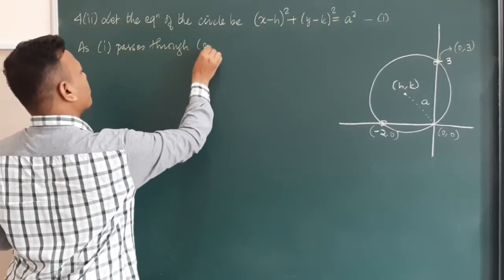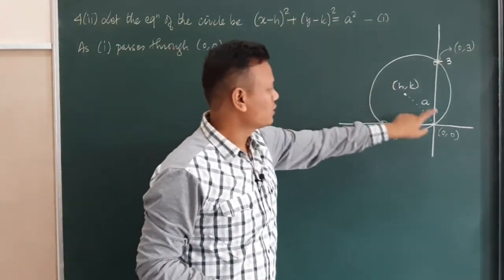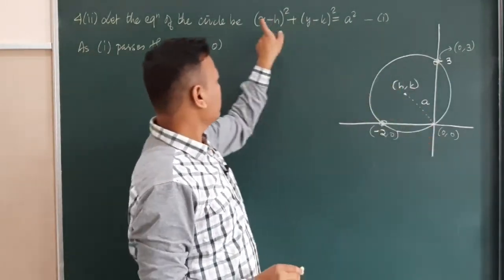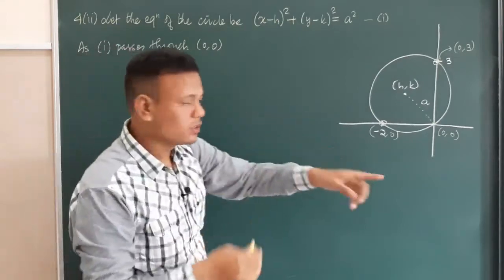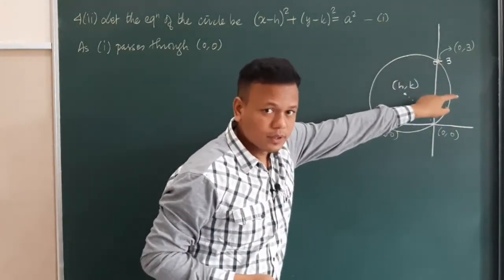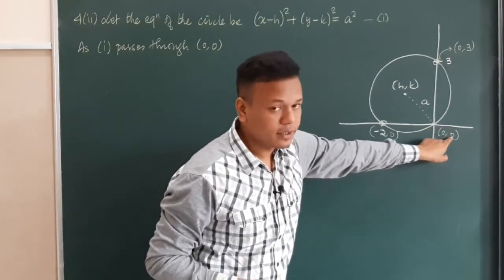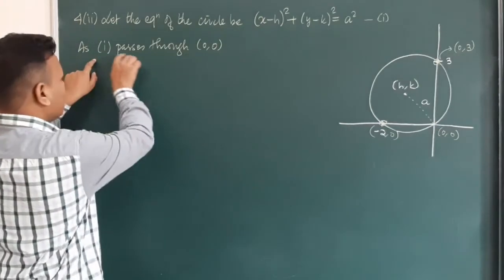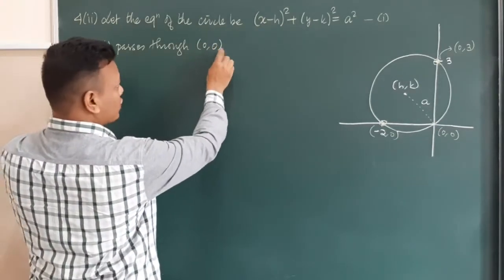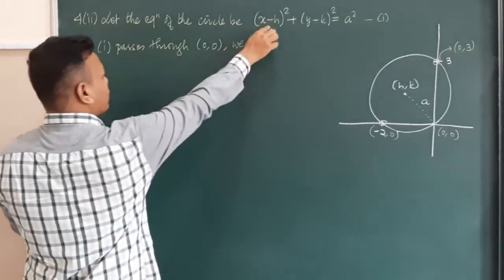So as equation 1, that is the circle, passes through 0 comma 0, or in other words, 0 comma 0 lies on this circle. So that's why instead of x, I can write 0, and instead of y, I can write 0. So as 1 passes through the origin, that is 0 comma 0, we have instead of x, I'm writing 0.